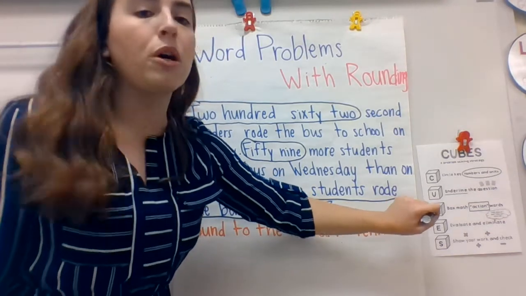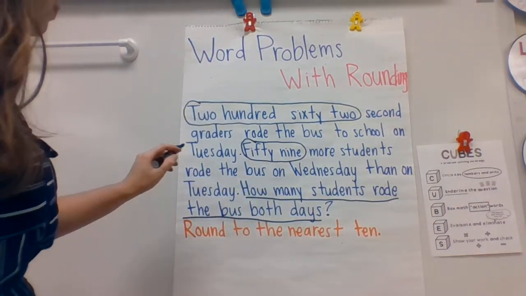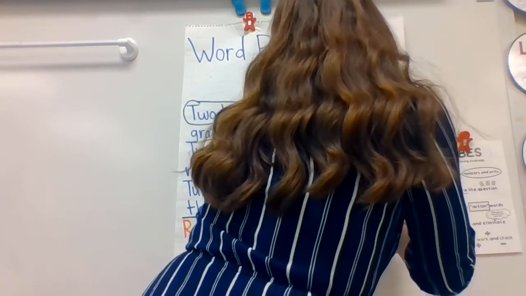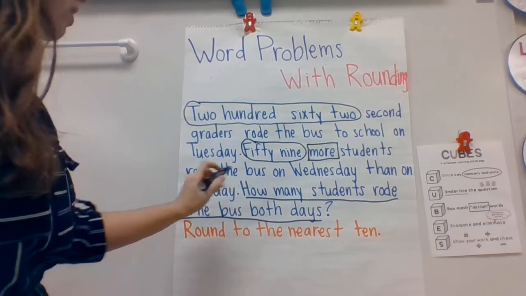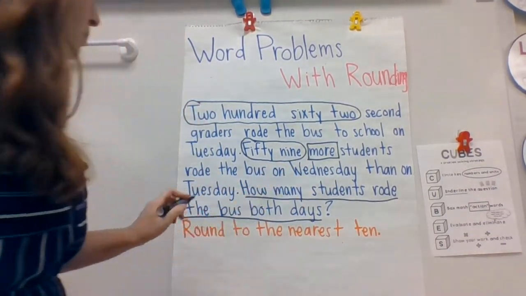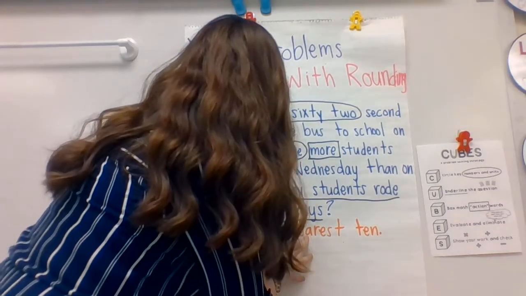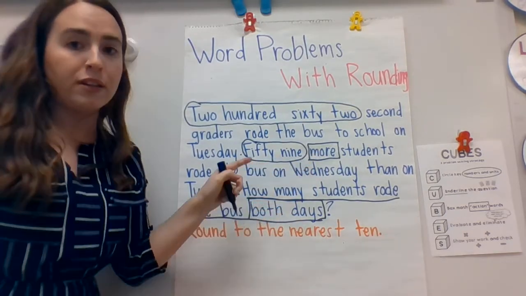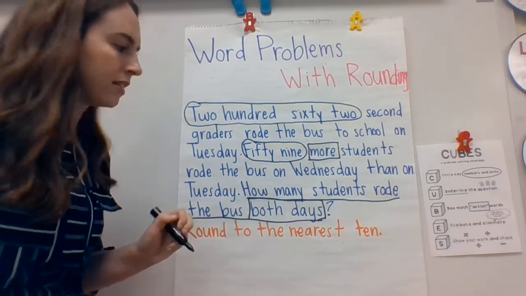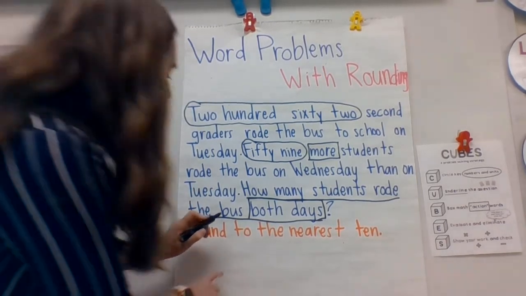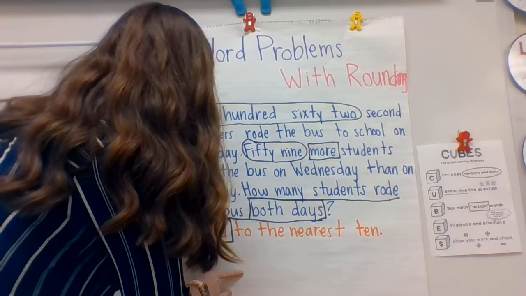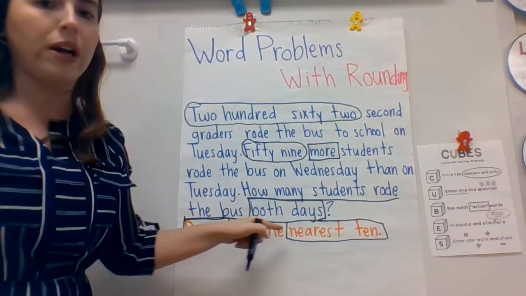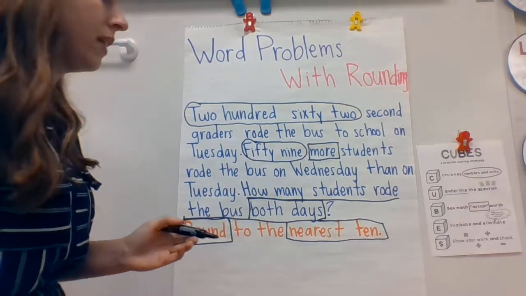Okay, next I need to put a box around the action words. So I see 59 more students, and I know when I see the word more, then it's telling me I need to add. So more students rode the bus on Wednesday than on Tuesday. How many students rode the bus both days? So I'm going to put a box around both days because that's telling me I need to add both numbers because we're finding out how many students rode the bus both days. And I'm also going to put a box around round, and I'm going to put a box around nearest 10 because this is telling me I'm going to have to round these numbers to the nearest 10 before I can solve them.